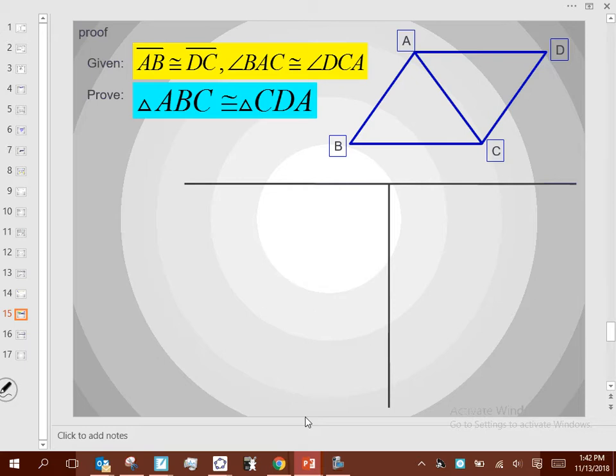And we're going to see that, hopefully, talk about that a little bit more once we get this proof finished. This proof is not too bad. This one's actually pretty easy.